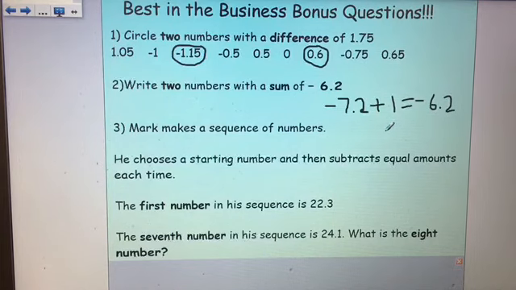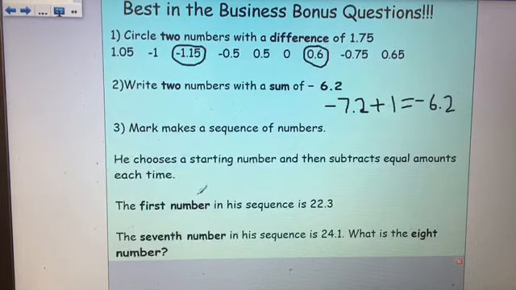Number three, Mark makes a sequence of numbers. He chooses a starting number, then he adds equal amounts each time. The first number in his sequence is 22.3. The seventh number in his sequence is 24.1. What is the eighth number?